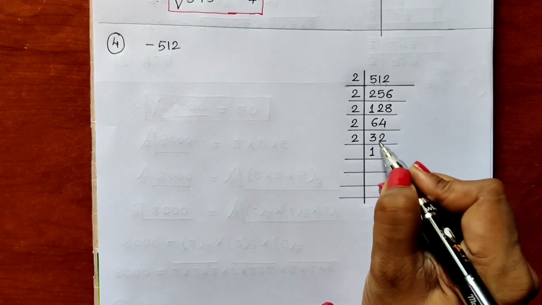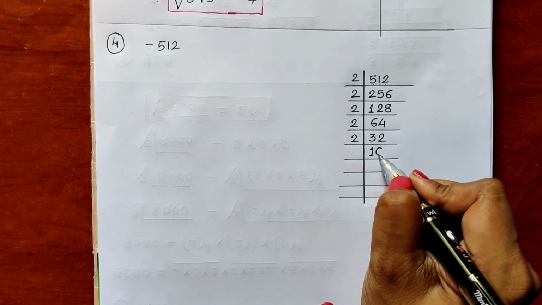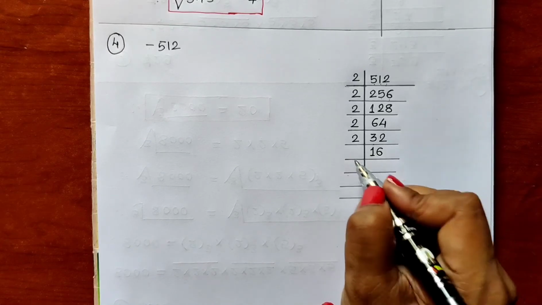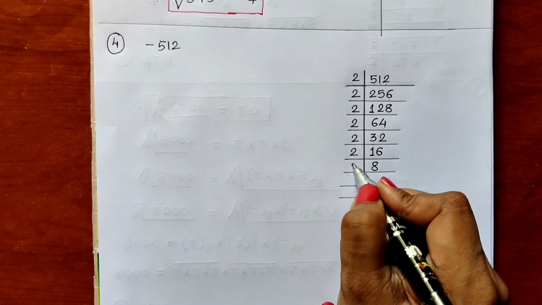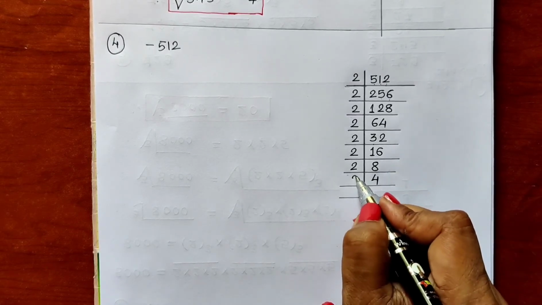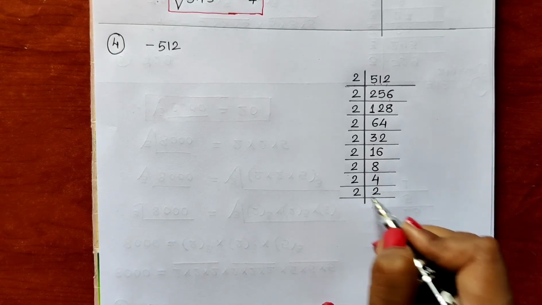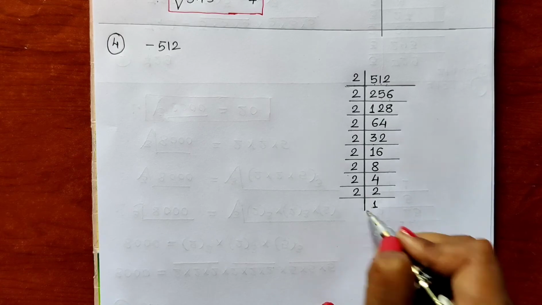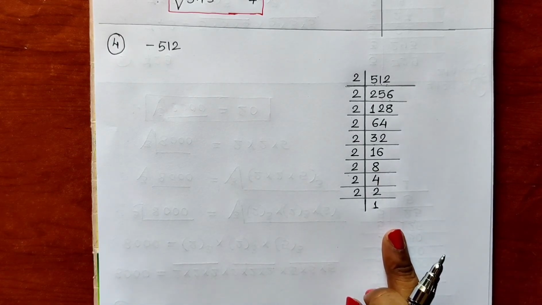2 1s are 2, 3 minus 2, 1 remaining, this 2 means 12. 2 6s are 12. 16 is an even number, it is divisible by 2. 2 8s are 16. 8 is an even number, it is divisible by 2. 2 4s are 8. 4 is an even number, it is divisible by 2. 2 2s are 4. 2 is an even number, it is divisible by 2. 2 1s are 2. So in this way we keep on dividing until we get 1 in the last step.